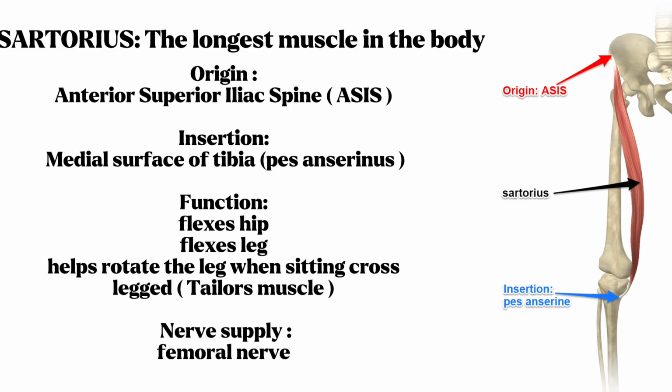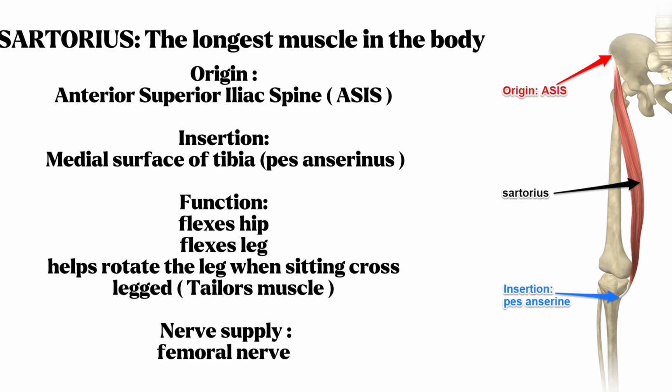Sartorius muscle is the longest muscle of the body. It originates from anterior superior iliac spine and then moves obliquely down and inserts on medial side of tibia. With the insertion of sartorius, gracilis and semitendinosus muscle also insert on the medial side of tibia. Together, their insertion is known as pes anserinus because it looks like a goose foot.